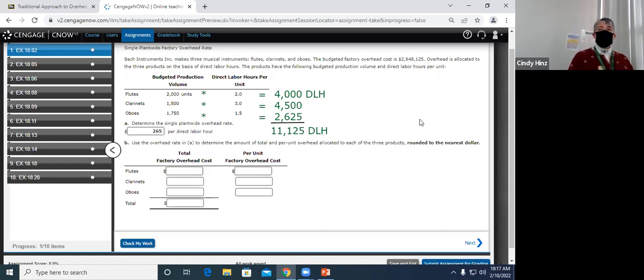It may be that that's a perfectly legitimate way of allocating all of those overhead costs. The only way we know that is by testing it out. As I said in an earlier chapter, if we only make one product, we don't need to do any of these complications because all of the cost goes to that one product. But we don't know necessarily for this company, for Bach Instruments that makes three different types of instruments, that using just one measure, direct labor hours, is a reasonable way of allocating those overhead costs.